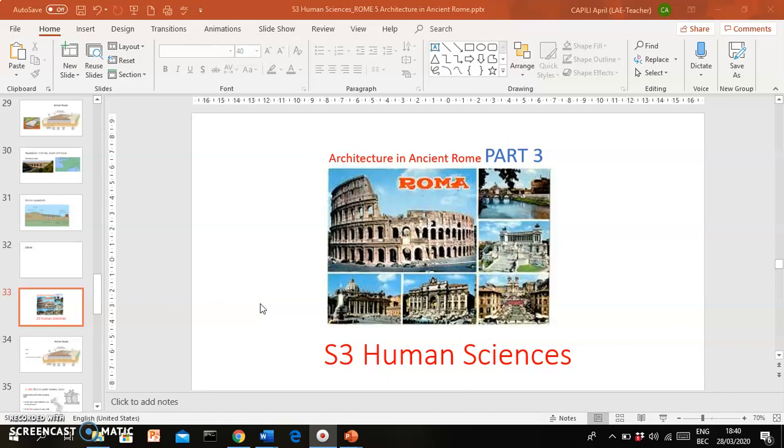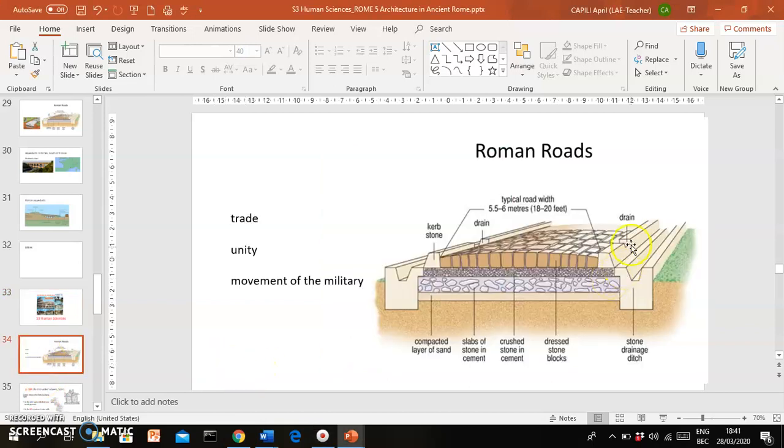So, this is another S3 Human Sciences class. This time, we're going to continue our discussion of architecture in ancient Rome. So, this is part 3. Let me just go back to our discussion of Roman roads.